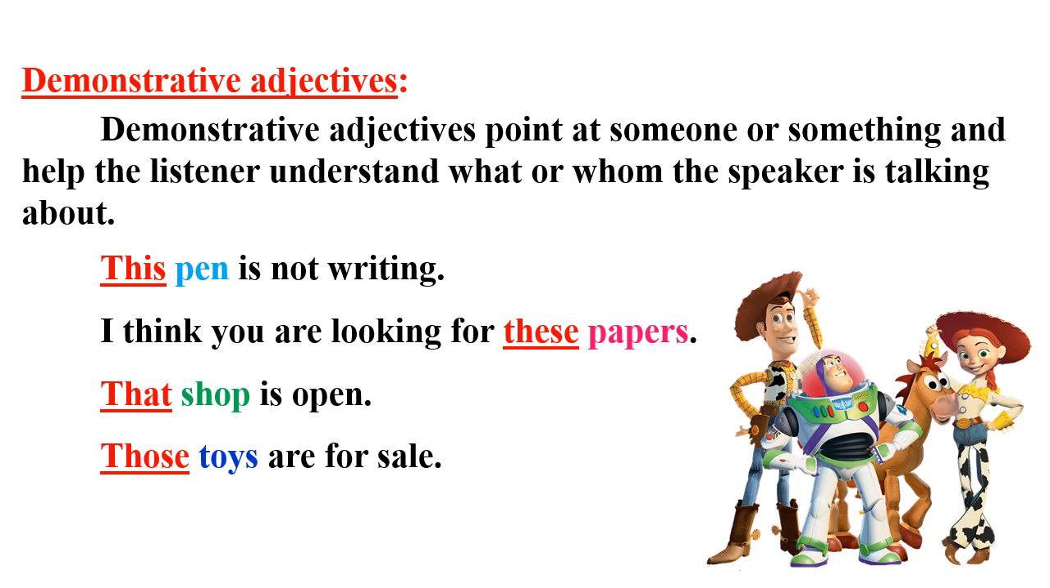We use this and these to point to closer objects, and we point to objects that are far away using the demonstrative adjectives that and those. Look at the first example. This pen is not writing. Here the demonstrative adjective this appears right before the noun pen to point out which pen is not writing.